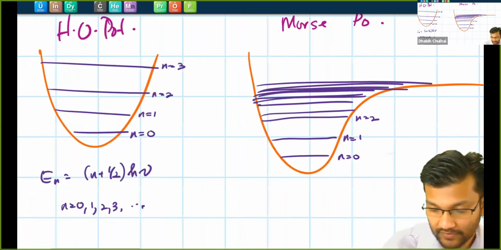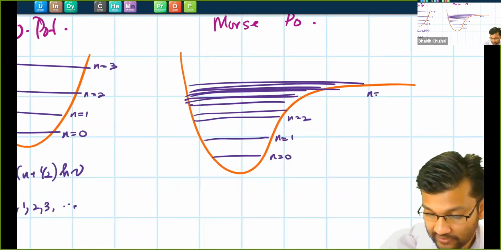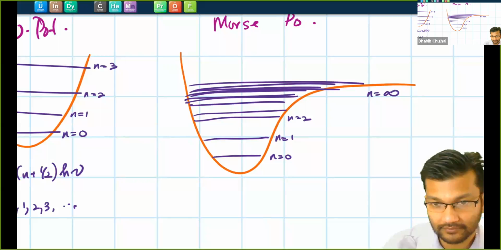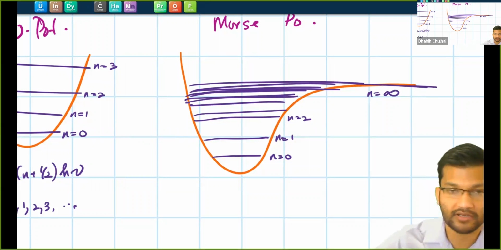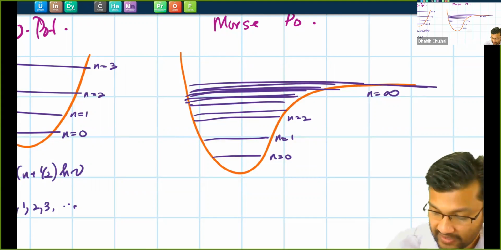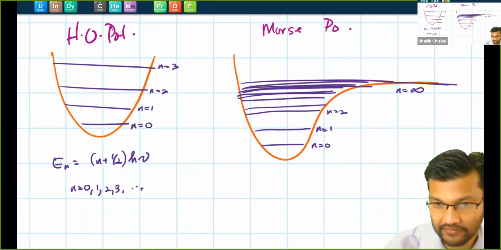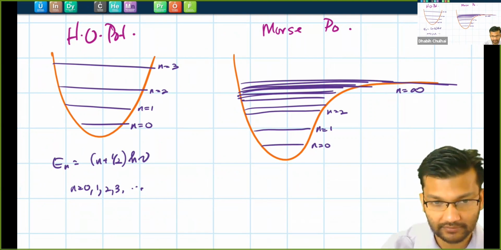So up here is actually n equals infinity. And at n equals infinity, basically the bond is broken, right? So in this Morse potential, if you give the vibration more and more energy by increasing the value of n, eventually you're going to break the bond.